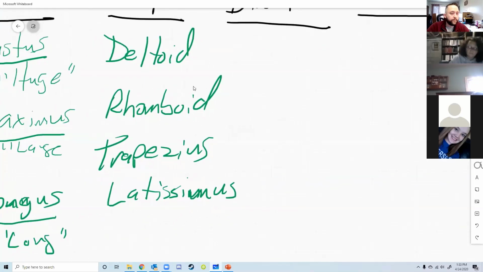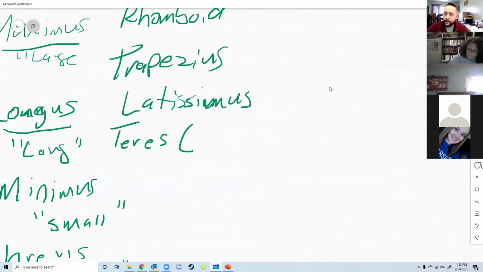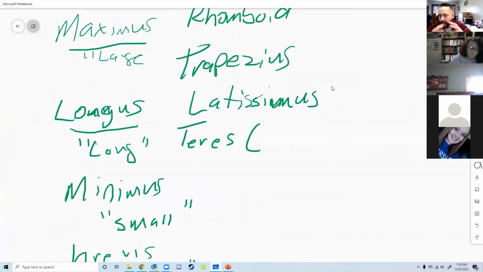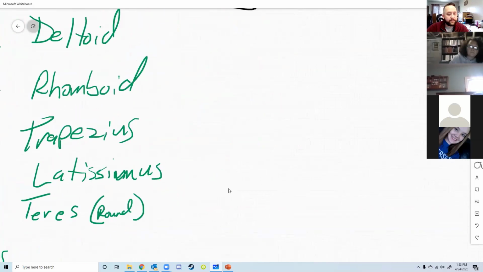Teres is another one. And if you think of terra firma, like the name for planet Earth, it's a round ball. Teres means round. This is a trapezoid here. So some shapes, and then the directions of the fibers.